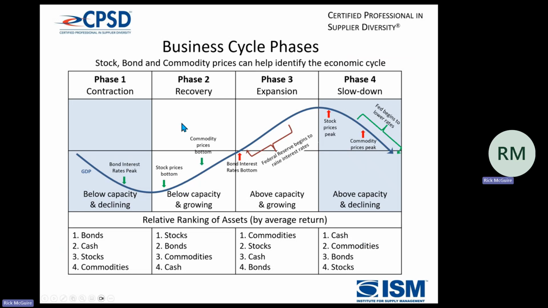And then finally, in phase two, the recovery, you're still below capacity, but now you're growing. Commodity prices, wheat, copper, those are all commodities. They'll bottom here and prices will start going up. And then in phase three, the expansion, the bond interest rates will peak. You're above capacity now and you're still growing. And this is where the Federal Reserve starts to raise interest rates. They start in the cycle here to raise interest rates.